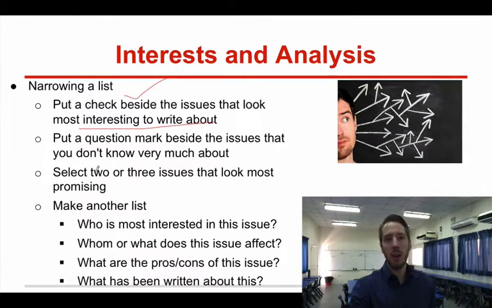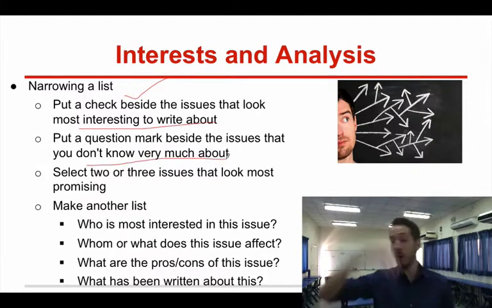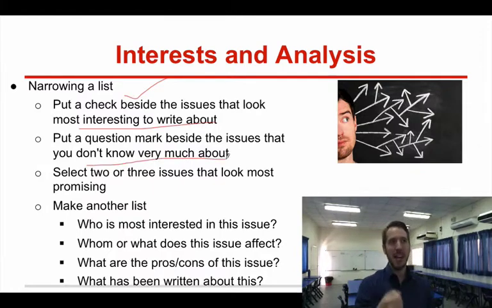And things that you don't know very much about, put a question mark by it. That doesn't mean you have to throw it out, but that means you might have to do some more background research on that particular topic. Also, think about, if I know nothing about solar energy, you've got to inform me about some of these basic things. Now, after you've done that, don't just choose one, choose about 2 or 3.